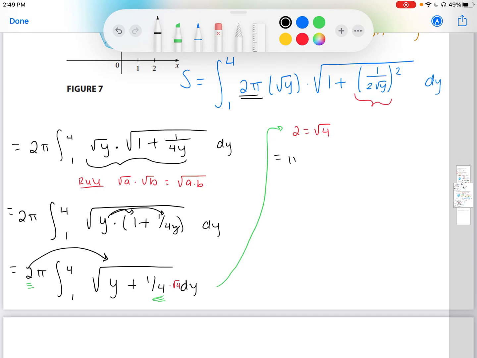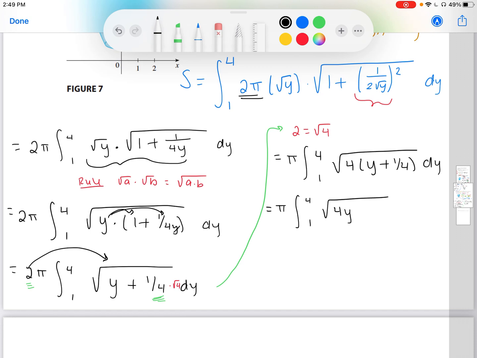So that we have pi from 4 to 1, the square root of 4 times 1 plus 1 over 4 dy. And we did that to make that 1 over 4 become an integer. So we have pi from 4 to 1 of the square root of 4y plus 1 dy. It's not necessary if you're just quickly integrating something, and I for one would look over it, but it's really helpful.